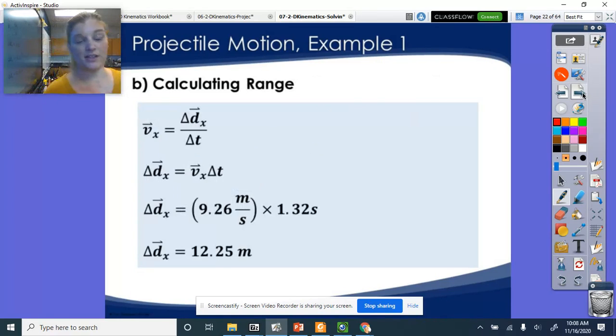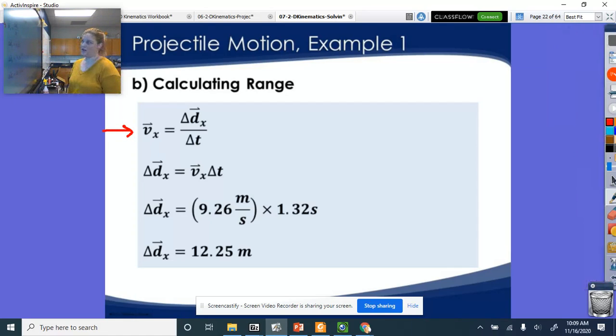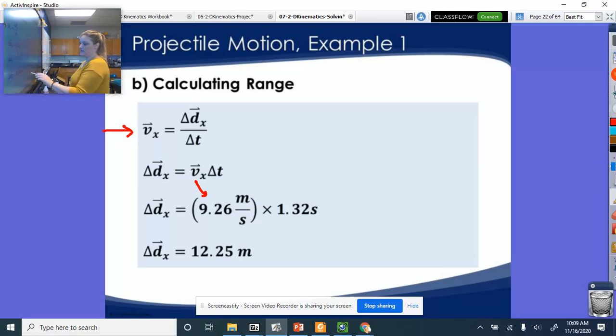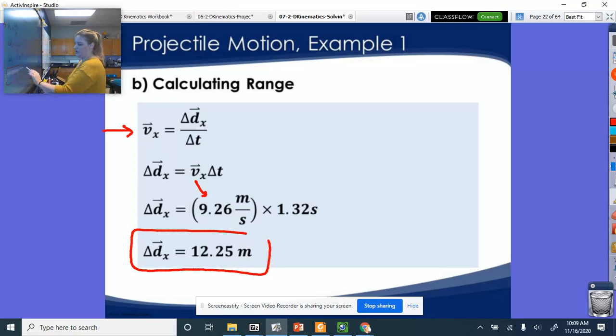So then to find the range, because my x is a constant velocity, this is going to be the most handy equation we've got. We don't have to worry about anything speeding up or slowing down. We can just use that our velocity is our displacement divided by time. So I know what my velocity in the x is because I calculated it, and I just calculated what my time is. So I've gone 12.25 meters in the x direction in total in that 1.32 seconds that I have.